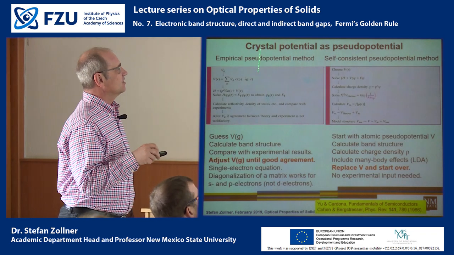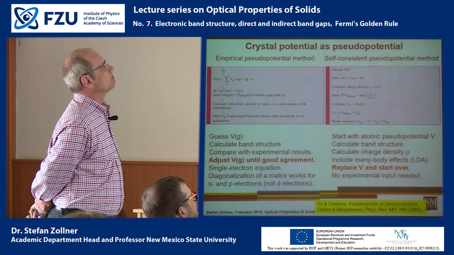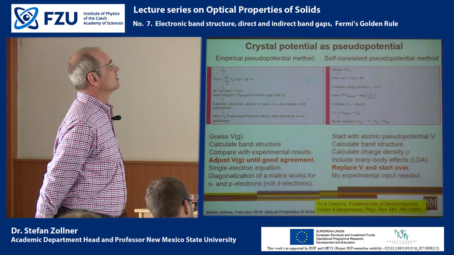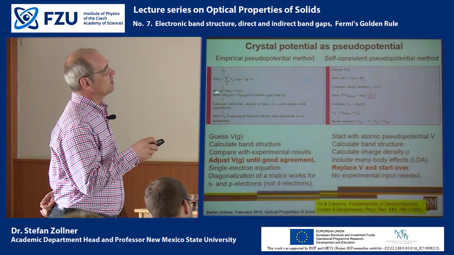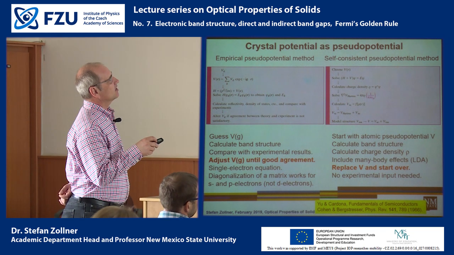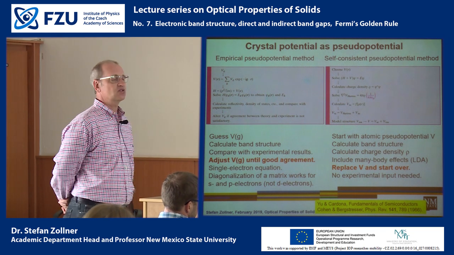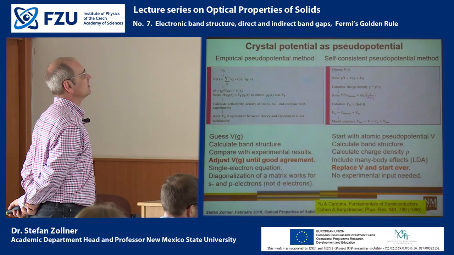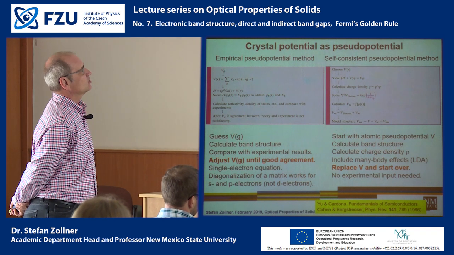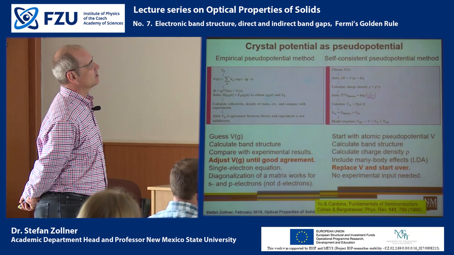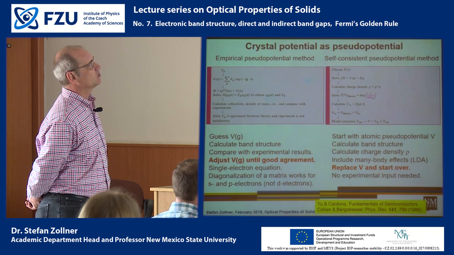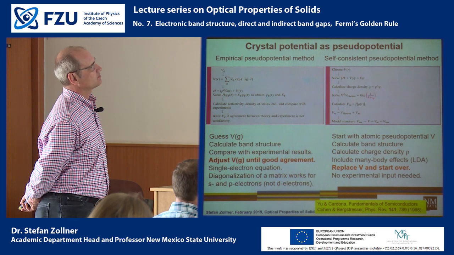So that is the empirical pseudo-potential method, which works very well. It's a single electron equation. You see that here. There are no multi-electron terms here. There is no Coulomb repulsion. There's nothing in there for the Pauli exclusion principle. And that's why it is so simple. But nevertheless, it gives us relatively good agreement with the experiment because we use experiment to adjust the crystal potential.